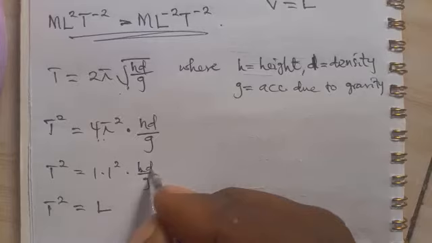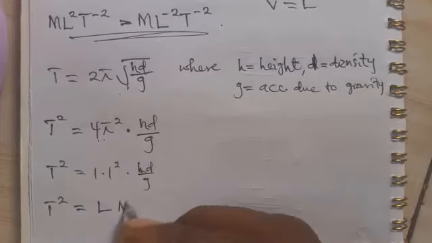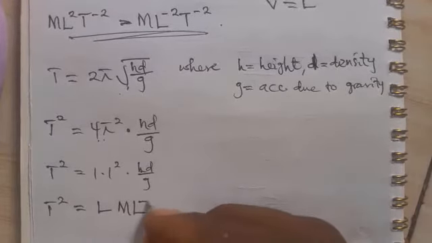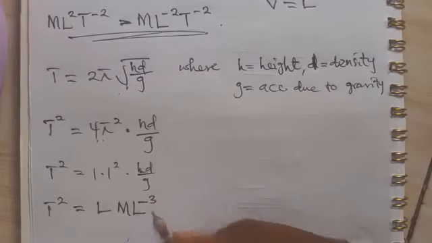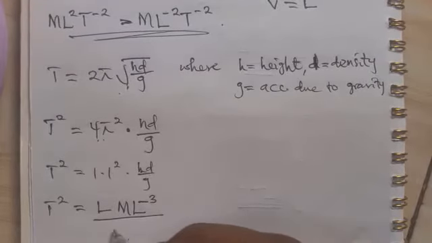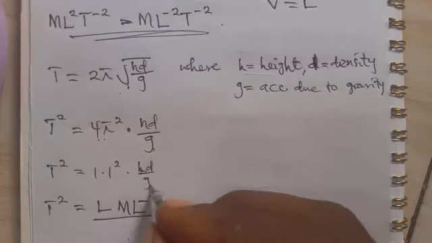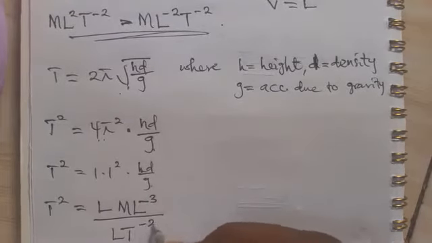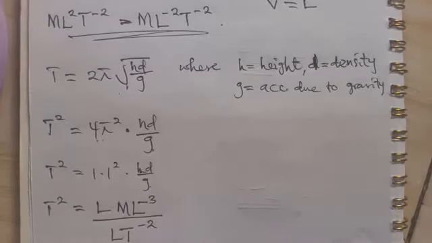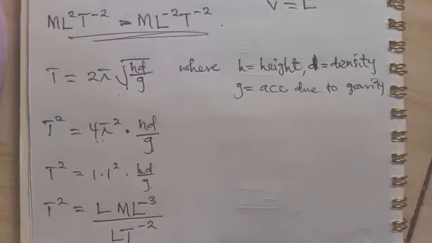Density is given by mass over volume. Remember, mass over volume, density. So what you're going to have is mass over volume, because it is over, so we include minus. Now over acceleration due to gravity, which is LT minus 2. If we move this further, we're going to have T squared equal to, this L can cancel out this L.